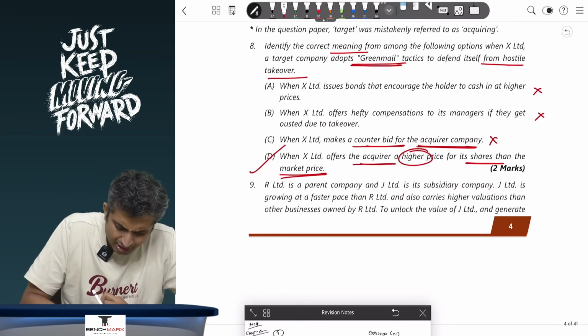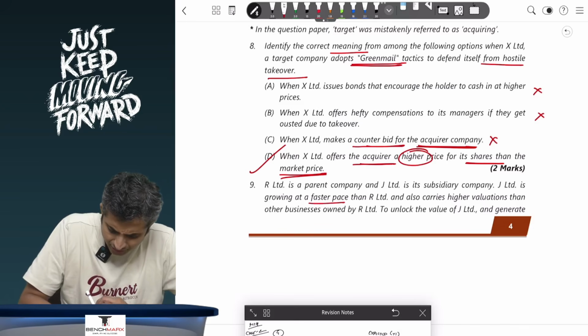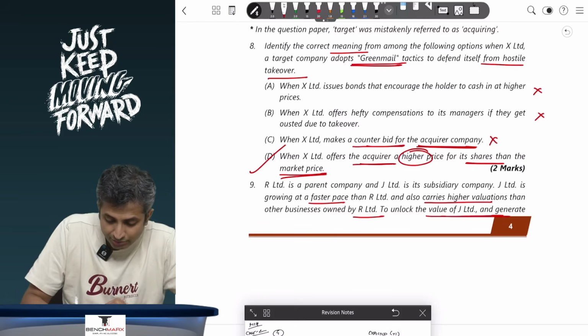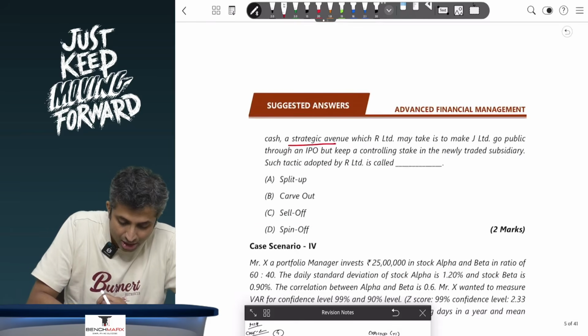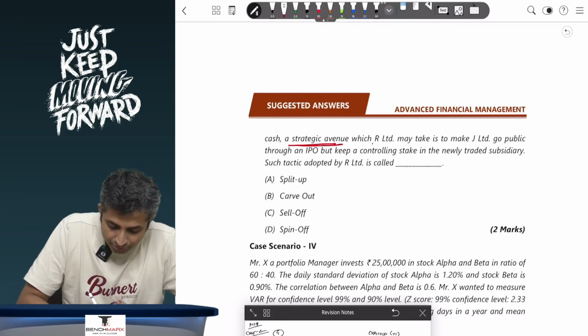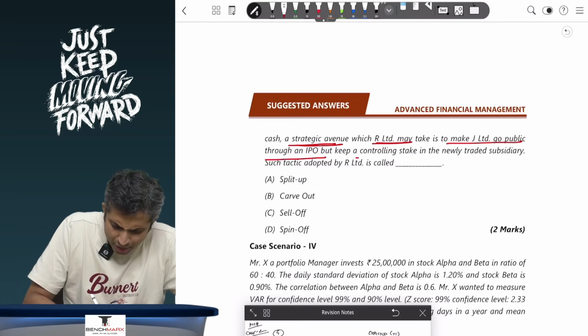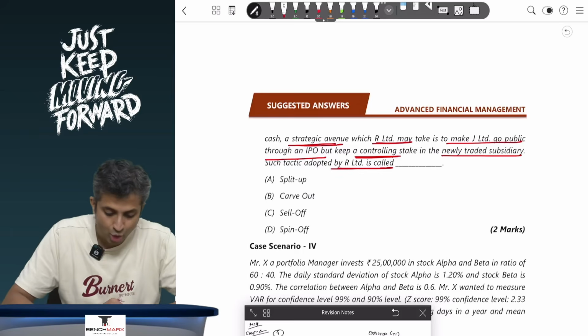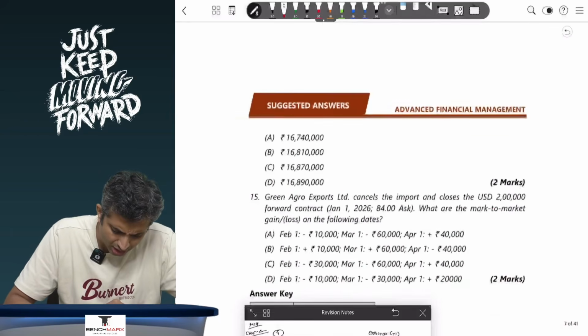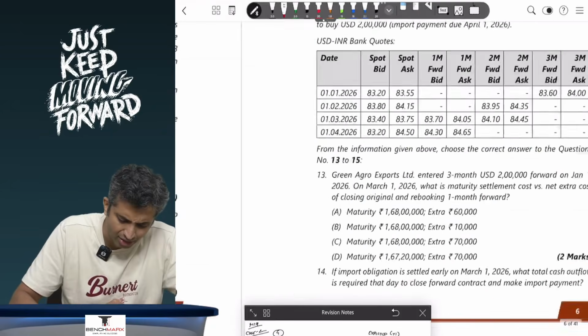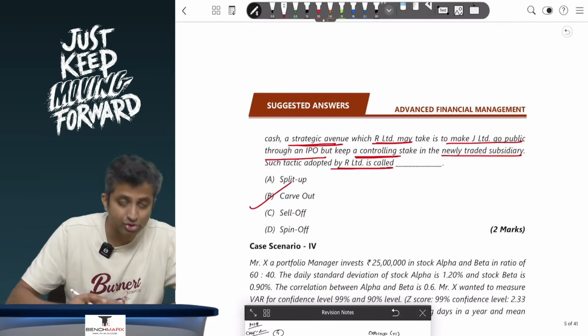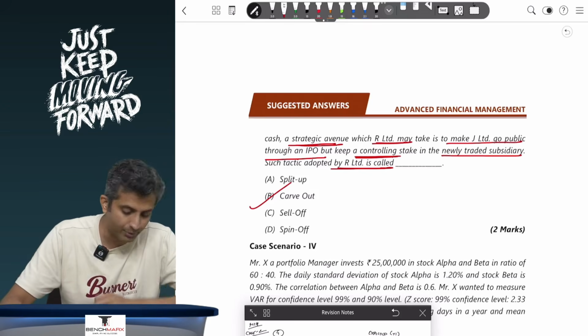Next, you have 9. R is a parent company and J is its subsidiary. J is growing at a faster pace than R and it carries higher valuations than other businesses owned by R. To unlock the value of J and generate cash, a strategic avenue which R may take is to make J go public through an IPO, while keeping a controlling stake in the newly traded subsidiary. Such a tactic is called a carve out, I believe. Yes, this is a carve out where you are carving out a particular division, listing it, and in a way unlocking value.